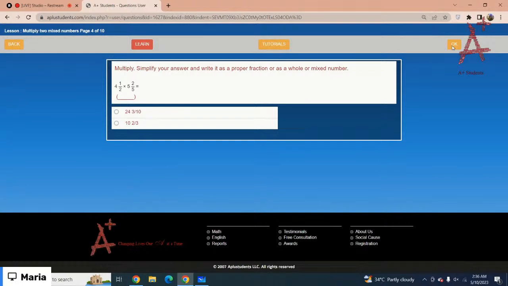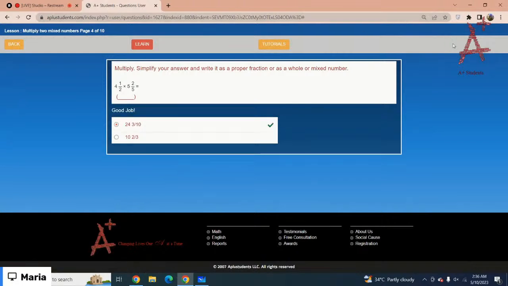27 times 9 is, hold on, 27 times 9. That would be 243. You have to divide 243 by 10. So it would be 24 whole 3 over 10. The correct option is option number 1. It would be 24 whole 3 over 10.